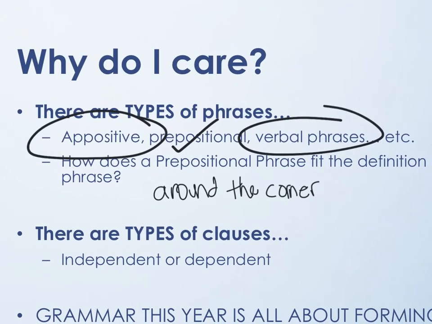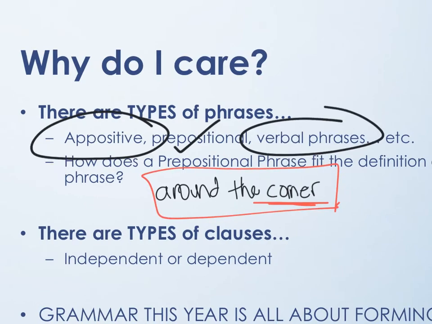Around the corner. A corner could be a subject, right? But there's no verb there. So that fits the definition of a prepositional phrase, or rather, that fits the definition of a phrase.